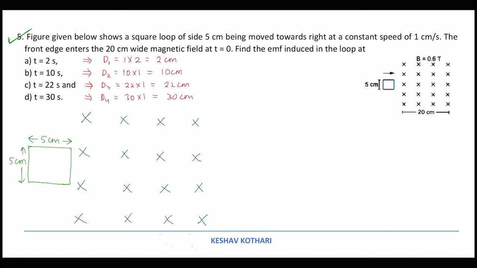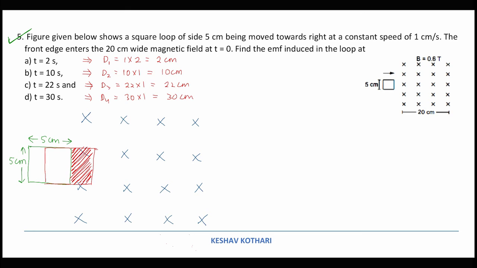So at t equal to 0, this is the picture how it is looking like. Now at t equal to 2 second, this diagram is going to change in this way, that this loop will get introduced into this frame by a distance of 2 centimeter. So the front part will cover a distance equal to 2 centimeter in 2 second, and this is going to be the area which is introduced into the magnetic field now. So the flux change is associated with this red shaded area which we have marked over here in the figure at t equal to 2 second.